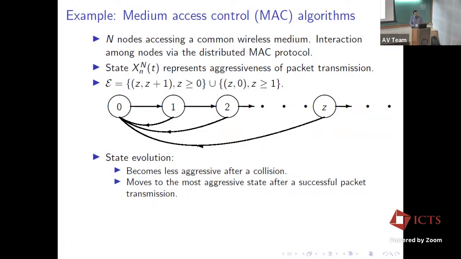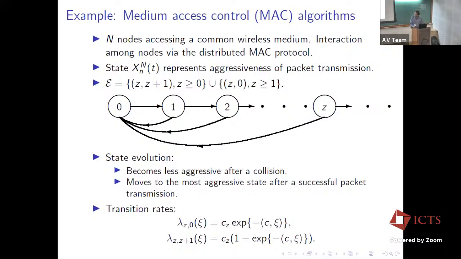So that would be the model in discrete time, and this is a continuous time caricature. And in this continuous time caricature, only one node can transit at any point of time. So here are the transition rates. The continuous time caricature for the wireless LAN system is the following.